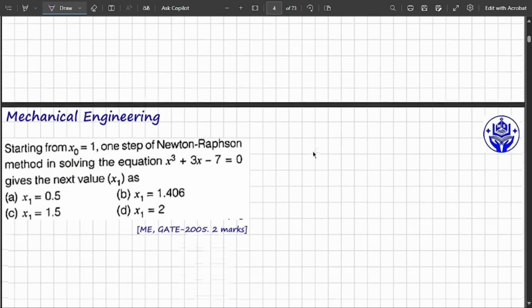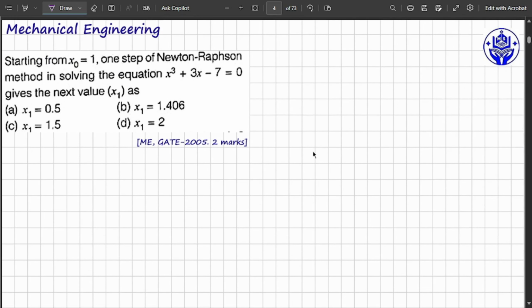The next question is again from mechanical engineering. This is a GATE 2005, 2 marks question, starting from x0 equals 1. This is related to the Newton-Raphson method for an algebraic equation. Let's say my function f of x is equal to x cube minus 3x plus 7. The initial guess is x0 equals 1.